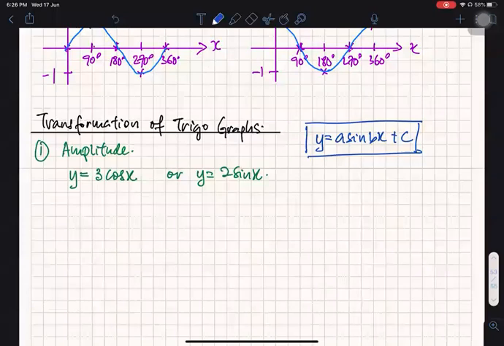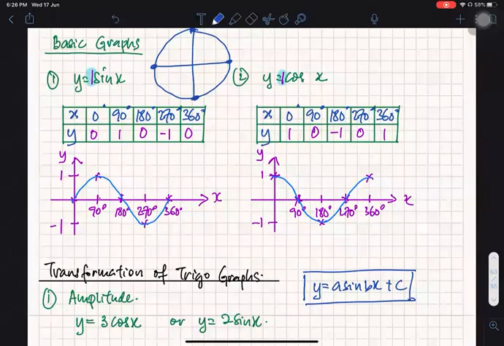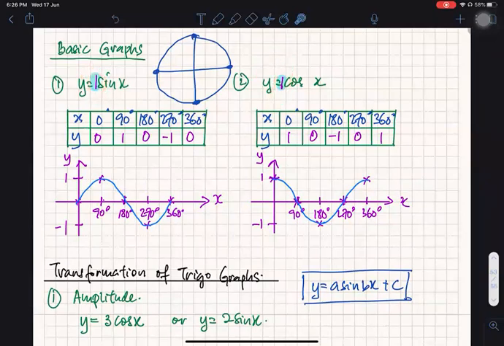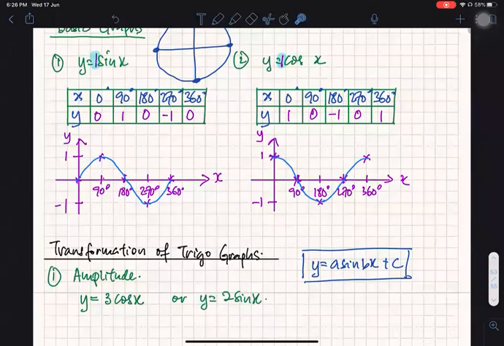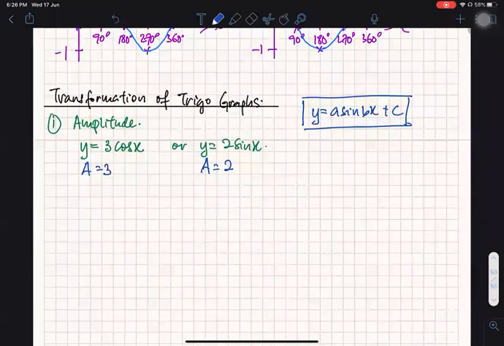It was a 1. The basic graph is always a 1. Your amplitude is a 1, the basic graph. But now we change it, it's been transformed. The amplitude is now 3 and 2. So in this case, amplitude is 3. In this case, amplitude is 2. So what we're going to do is you just draw the same thing, yeah? So we draw the cos graph first.